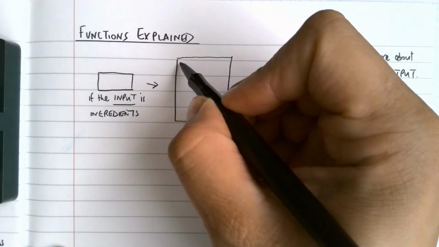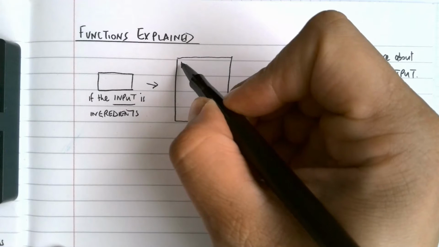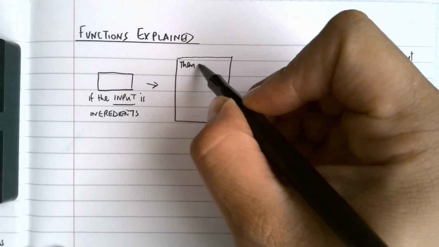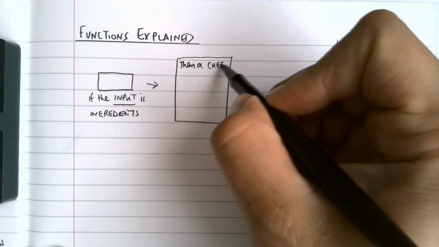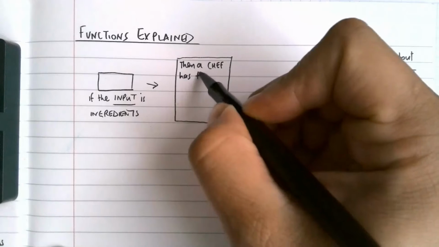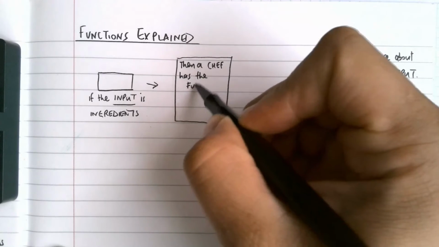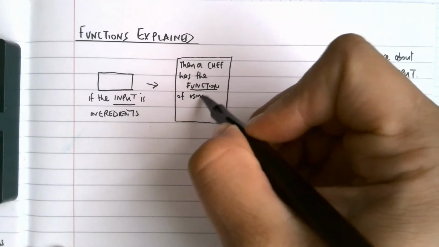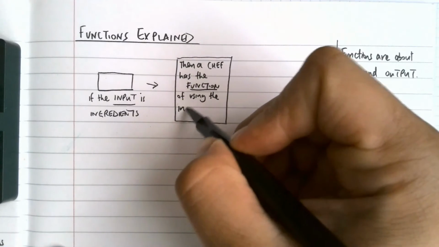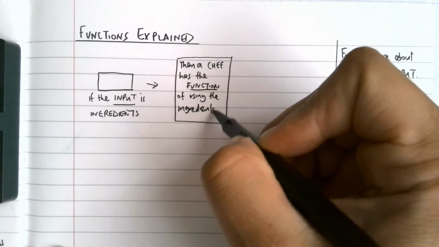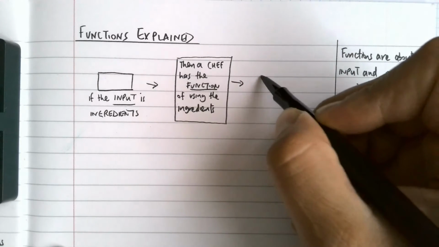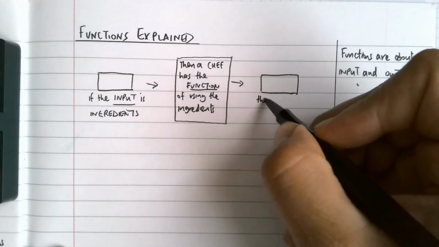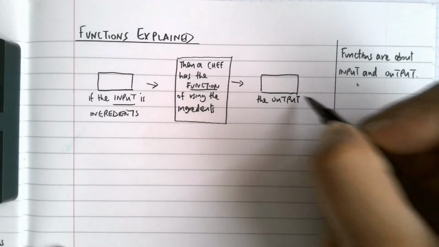The chef has the function of using those ingredients and turning that into something, right? We have our input, the ingredients. The function, which is like a set of instructions, is what's given to the chef, to use the ingredients, which are the input, and he produces the output, which is the meal, right? Those are the key things: the input, the output, and the function.